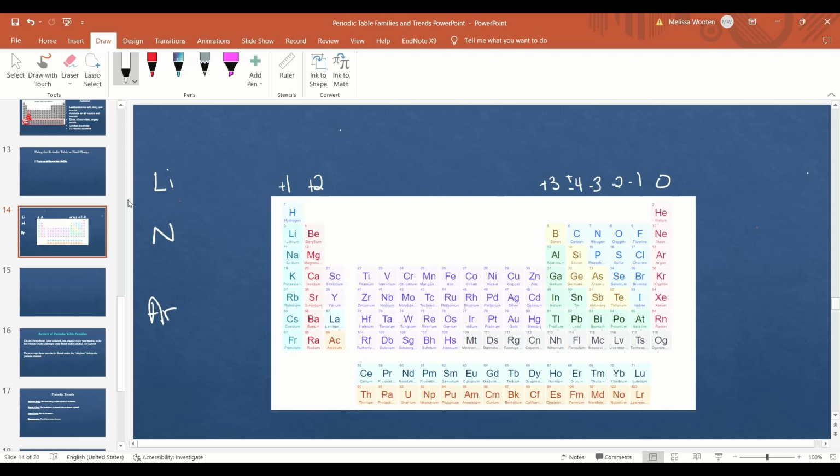So I'm assuming you tried it. So lithium is here. Oh, let me draw that a little bit better. Lithium is here, right? So that charge is going to be +1. Nitrogen is here. So that charge is going to be -3. Argon is here, so that charge is going to be 0.